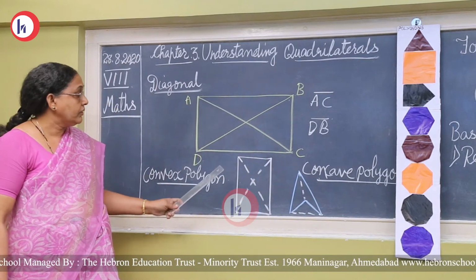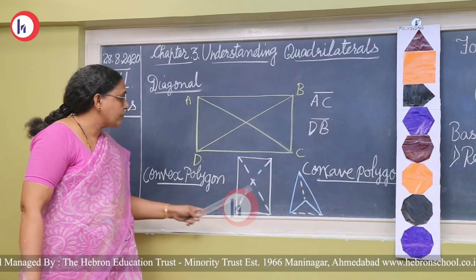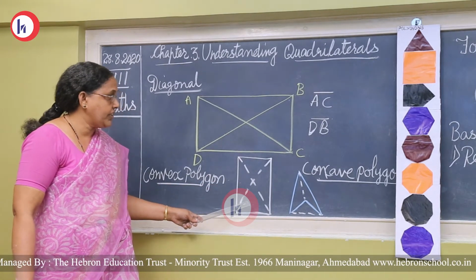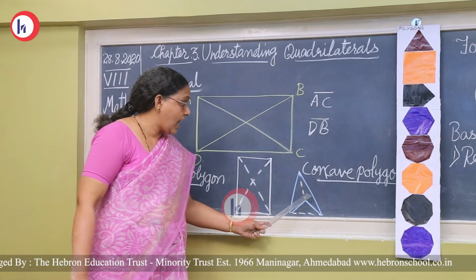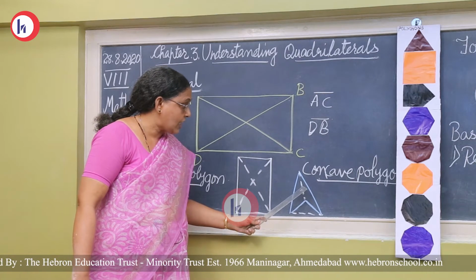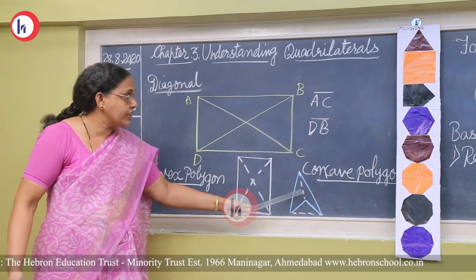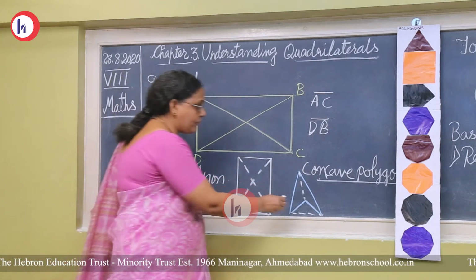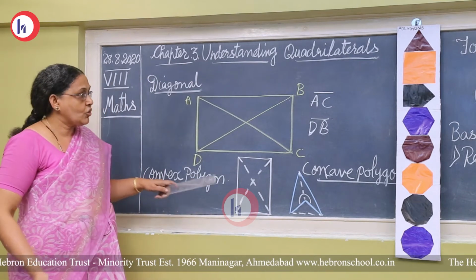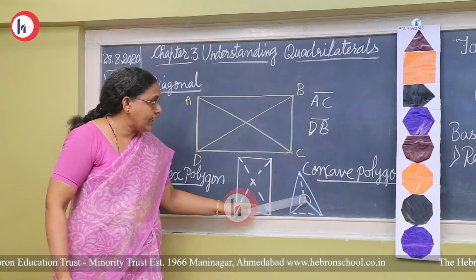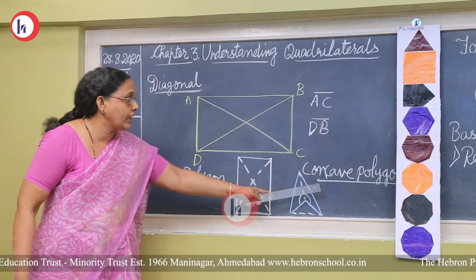And one more condition is also there. If the angles of the polygon are less than 180, then it is known as a convex polygon. Here, the angles are not all below 180. An angle can be more than 180 in this figure, so it is known as a concave polygon. For example, when you take this angle, it is more than 180. So you can see 2 conditions to distinguish a convex polygon and a concave polygon.